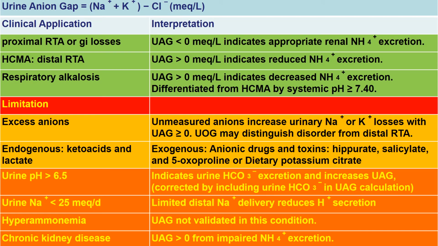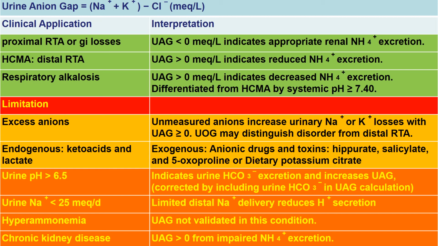So the table here summarizes the response of urine anion gap in different conditions of proximal RTA or non-anion gap metabolic acidosis, and what the response of the urine anion gap would be. There are a few limitations of using urine anion gap in some conditions. The most common ones being when there are excess anions.